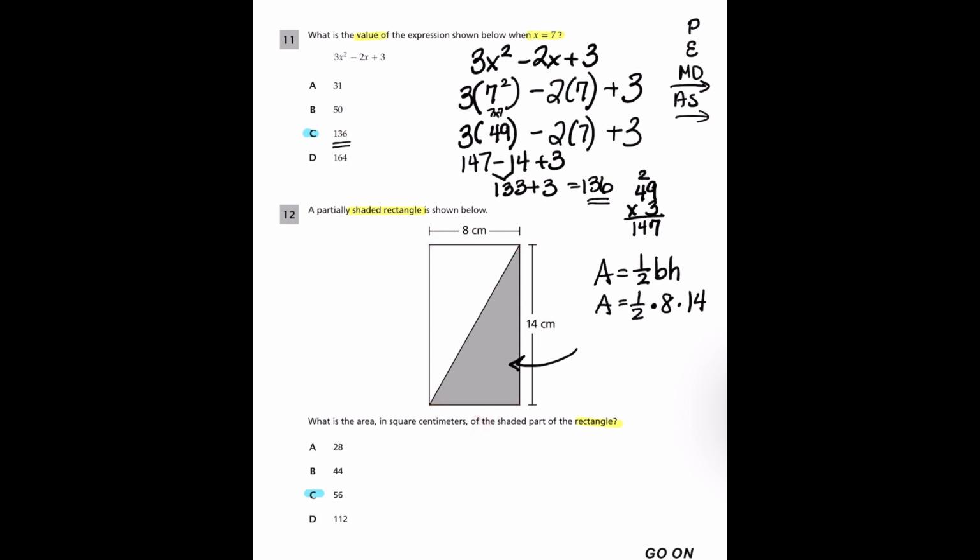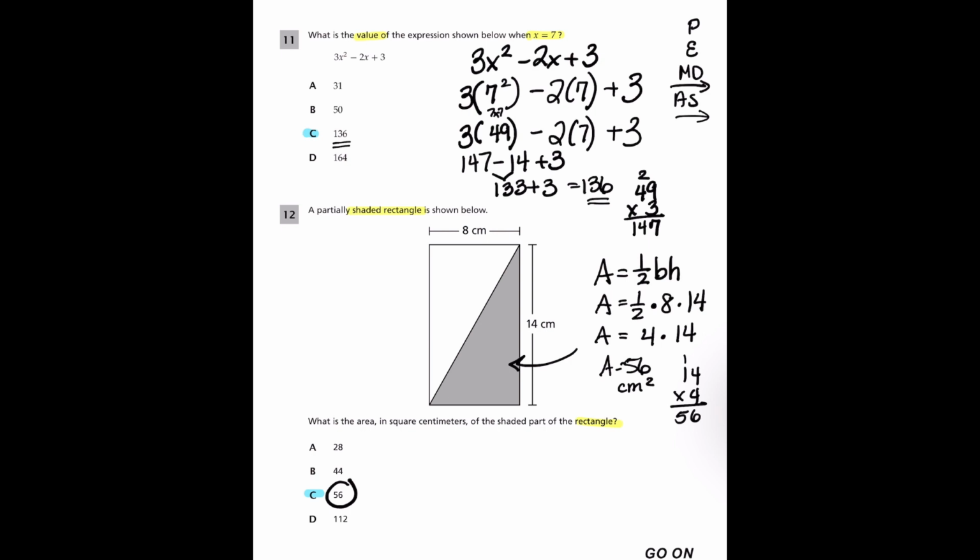All right, let's use our order of operations to solve. 1/2 times 8. So half of 8 I know is 4. 4 times 14. And again, this is a non-calculator day, so I'm showing my work. 4 times 4 is 16. 4 times 1 is 4. Plus 1 is 5. Area is equal to 56 centimeters squared, which is right there.